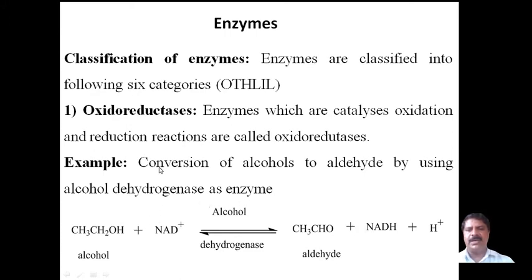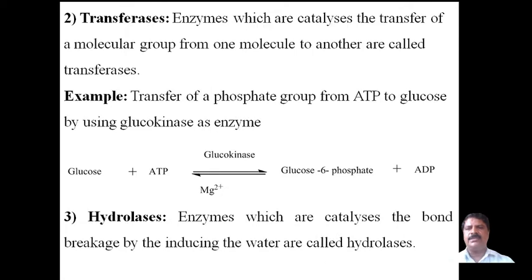Now this is one example of oxidoreductase enzymes. Then the second class of enzymes is transferases. Transfer means transferring of molecules, therefore we say transferases. Enzymes which catalyze the transfer of a molecular group from one molecule to another are called transferases.